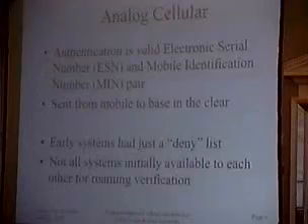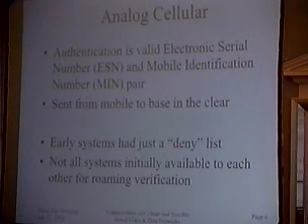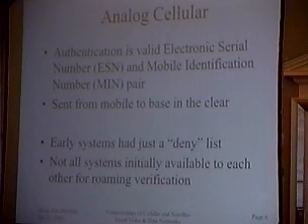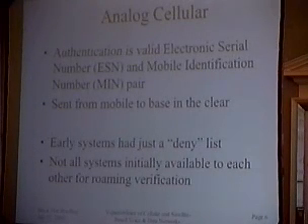So in analog cellular, the first generation, the information that's used to authenticate is two pieces. There's an electronic serial number that's supposed to be permanent in each phone, and that constitutes half of the identification. The other half is what's called a MIN, which is really the telephone number that's been assigned to that phone. The 10-digit phone numbers in the United States follow area code plus exchange plus the line number.